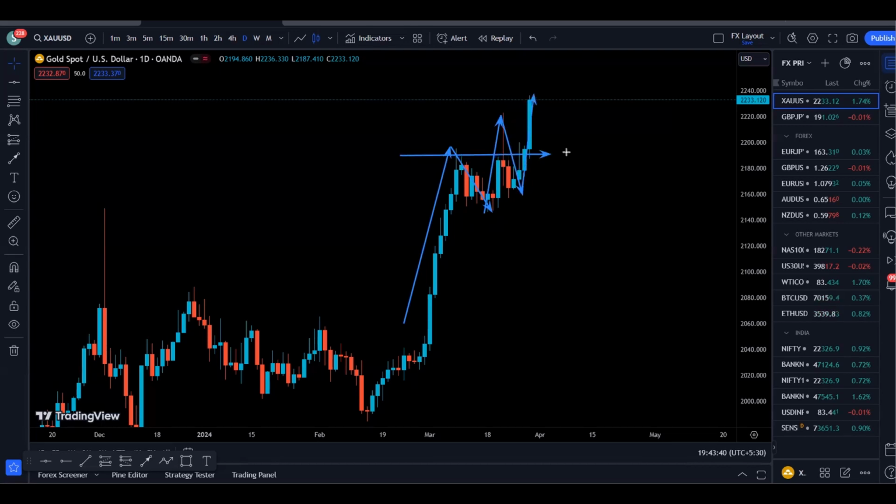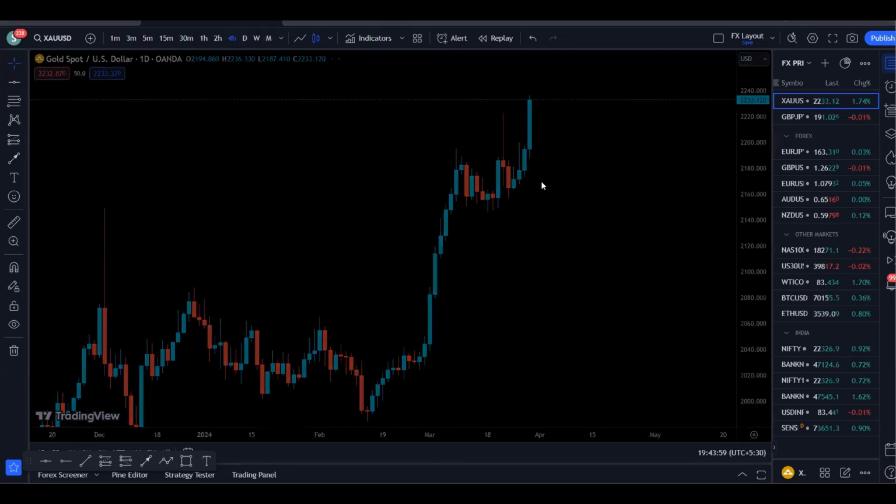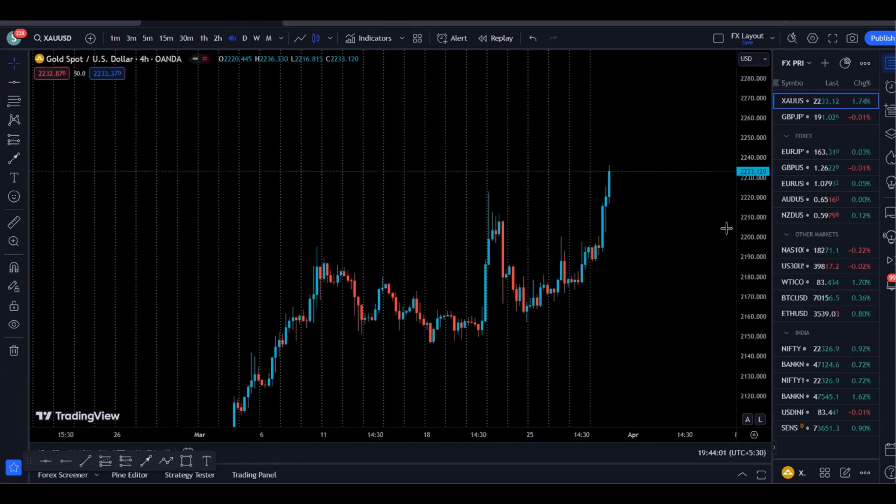This was the resistance, we broke this resistance and created a new high. So right now there is a very high probability for the price to come down for a pullback, create support and continue going to the upside to retest the previous high in this uptrend. That is what I see on the daily time frame. Now let's go to the 4-hour time frame to see exactly what is happening.